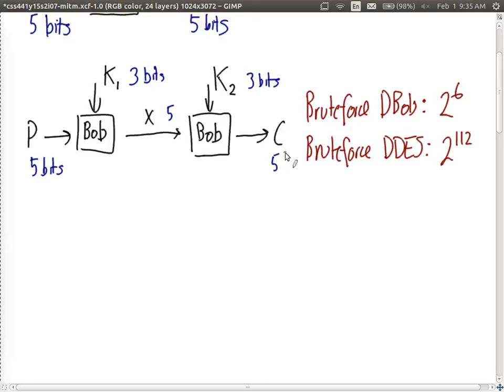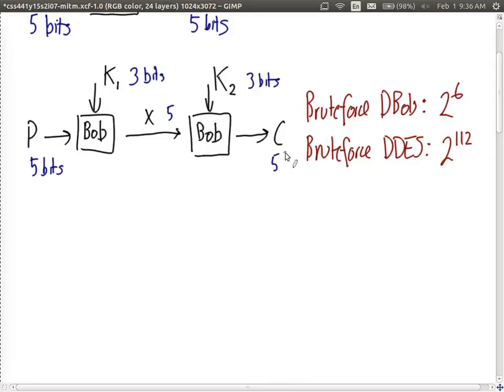And the idea is that if we know that P1 produced C1 as output, if you encrypt P1 with the correct key, you'll get some X value. And if you decrypt C1 with the correct key, you'll get the same X value. It must be the same, because otherwise they wouldn't have produced that correct pair.